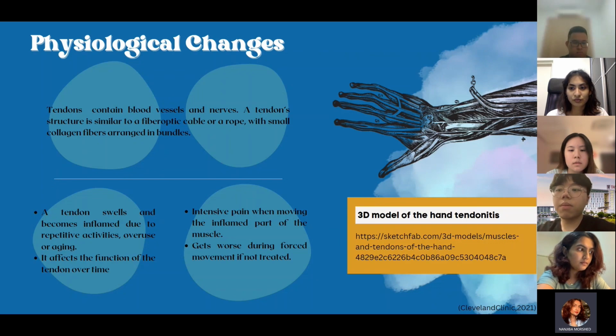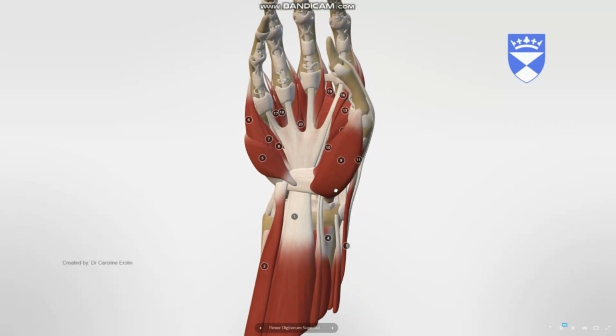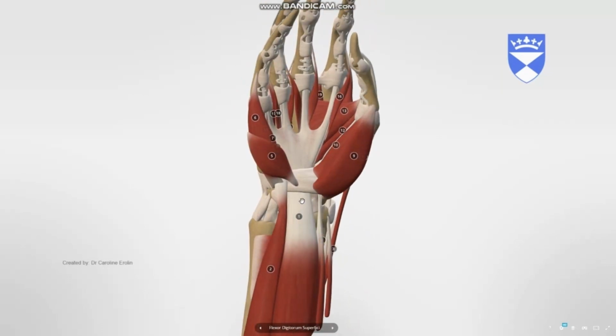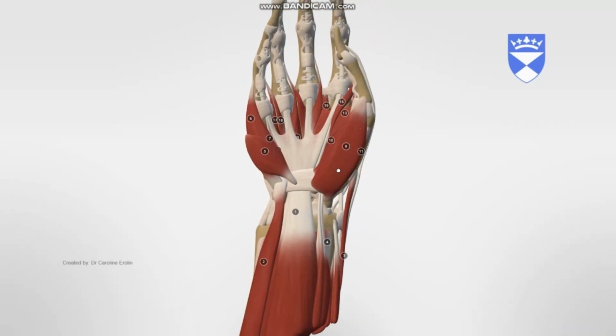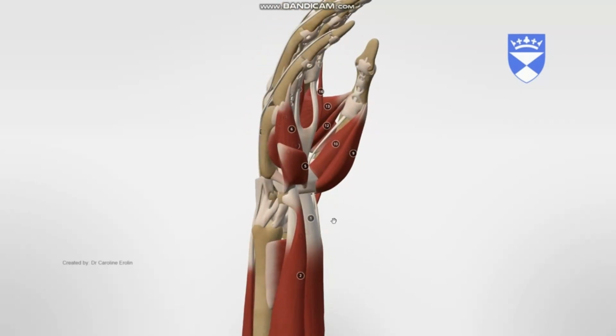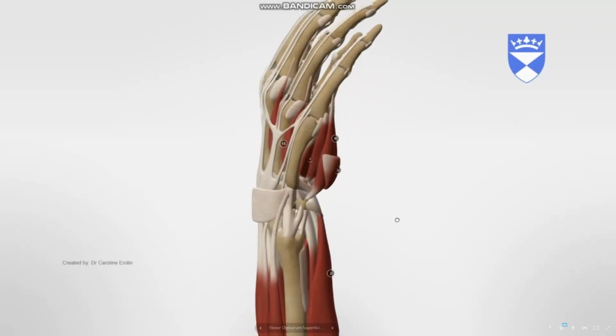Next slide, please. This is a 3D model of our hand. Tendons connect our muscles to bone. They are highly resistant to tearing, but are not stretchy. For example, in this model, we can see flexor digitorum superficialis, the largest extrinsic flexor of the forearm, and the white colored part is our tendons that connect it to the bone. When the tendons inflame, they will become swollen, then limit our movement and cause intense pain.